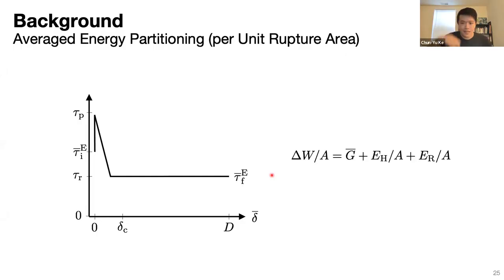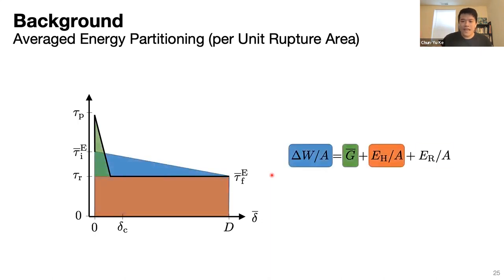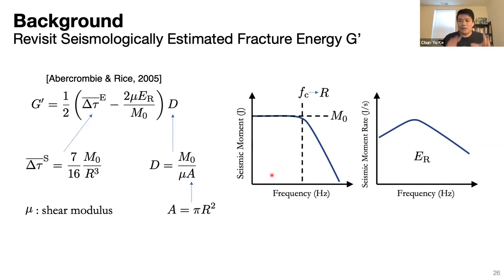Okay, here I'm showing you the same energy partitioning that I showed at the very beginning. The idea that Abercrombie and Rice came up with was very clever. Assuming that this graph is correct, then G bar can be isolated simply by rearranging these terms. And G prime here is the resultant formula that Abercrombie and Rice 2005 derived to estimate fracture energy through seismic source parameters.